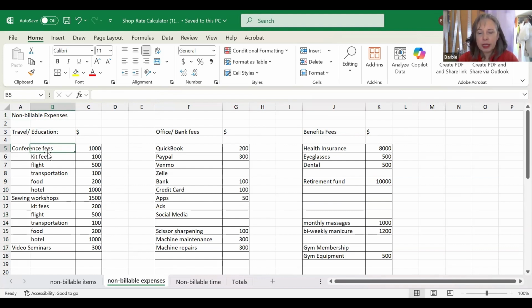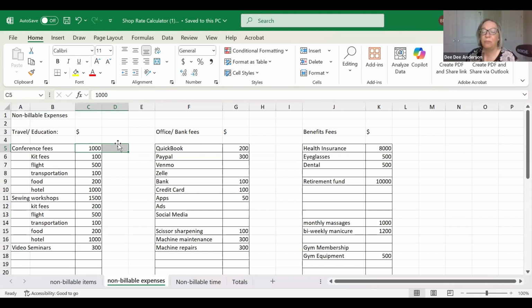Your travel and your education. If you go to conference, ASDP conference, this is one of my pet peeves: when people are asked, why aren't you coming to conference this year? And they say, no, I can't afford it. Put it in your overhead and you can afford it. Or come to the class and have Barbie teach you to do that.